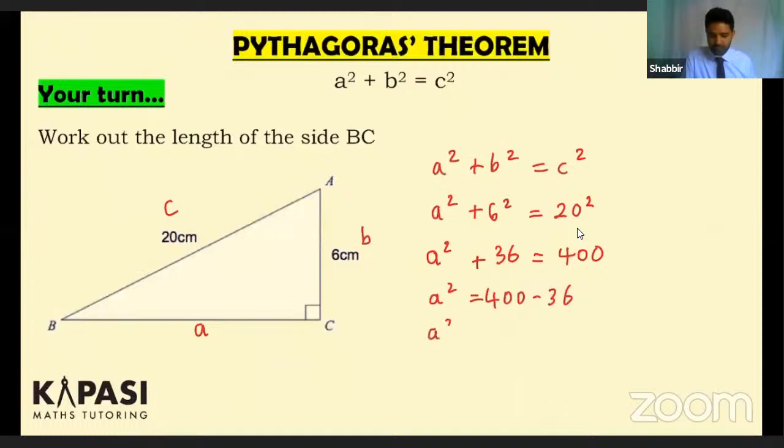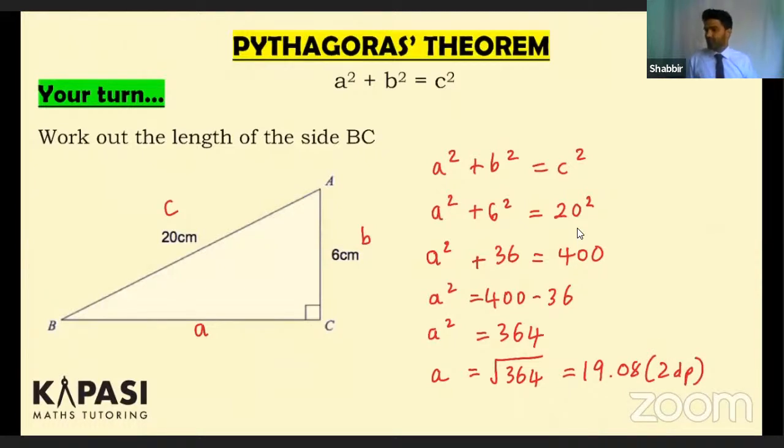Okay, so A squared equals 364. That's A squared. I need A, so I need to do the opposite. I need to square root this, 364, which gives me an answer of 19.08 to 2 decimal places. Who got that right? Yes, Khadija, Aaron, Tim. Brilliant. Well done, guys.